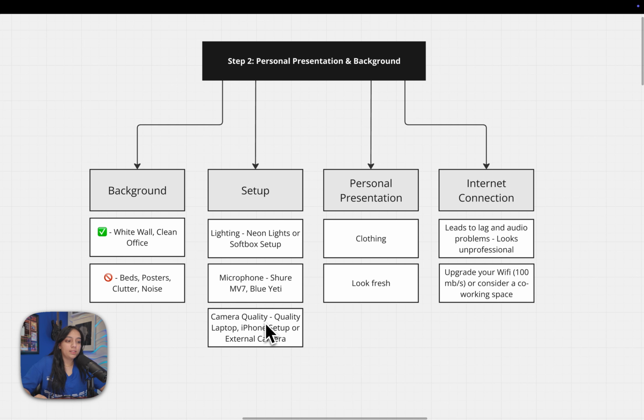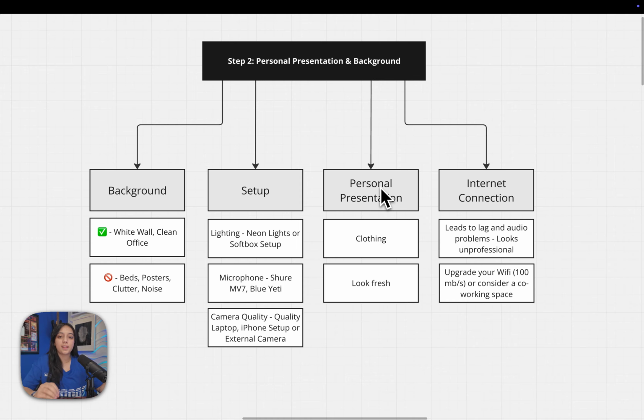Now, camera quality is the last focal point. You can either use your laptop camera if it's a good laptop, so a MacBook camera would work perfectly fine, or you can set up your iPhone as a camera, and there's a setting that allows you to do that inside of Zoom. So when you have more experience and your cash flow is coming in, you can also invest in a professional camera and plug it straight into your computer. Moving on to personal presentation.